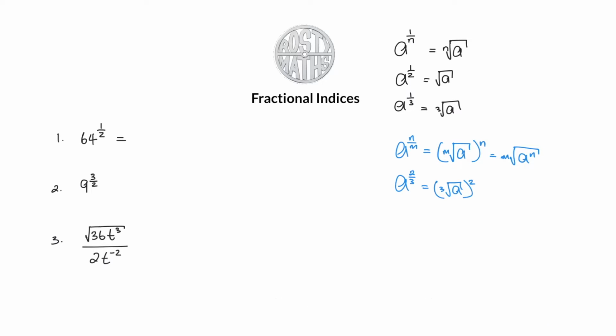Now, first of all, 64 to the power of a half. We've already learned here that if you see the power of a half, it's the square root. So we just do the square root of 64. We know that 64 is a square number, so that's going to be 8.